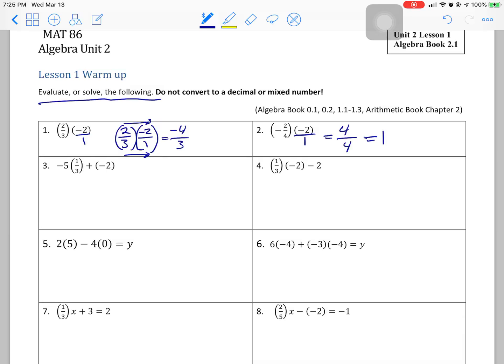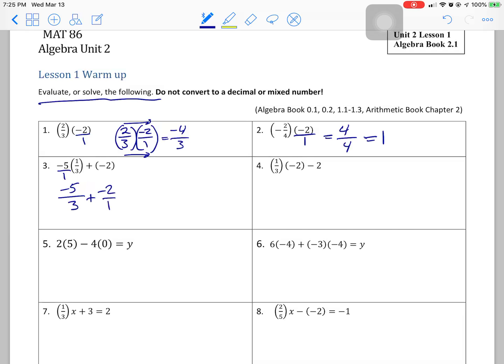Let me get my key out so I can make sure I'm not messing anything up. Okay, this is a -5 times a 1/3. So -5 times 1/3, I'm going to do that first. Order of operations says multiply before you add and subtract. So -5 times 1 is -5 over 3, and I need to add that to a -2.